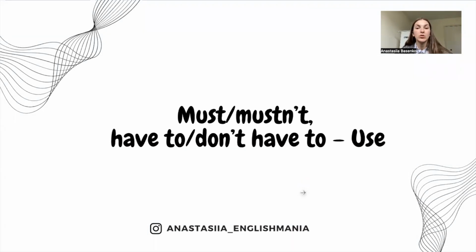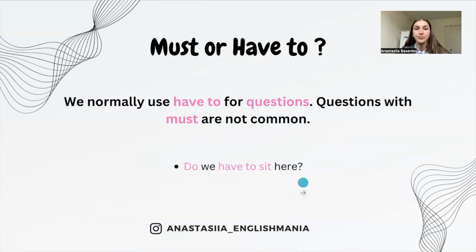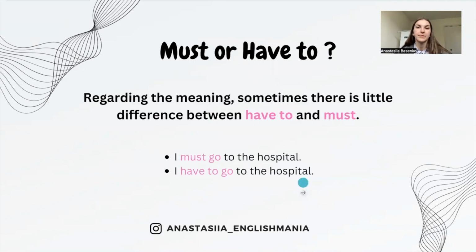And let's talk about the use. So what is the difference between must and have to? Must has only a present form. So for all other verb forms we need to use have to. Like, you will have to come with me. We had to drive very fast. Like future, past, perfect forms, infinitives, we use have to. Also, we normally use have to for questions. With must, they are not that common. Like, do I have to sit here?